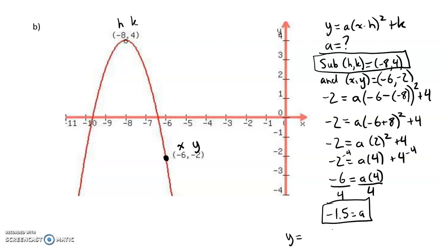It's y equals, in general, we have the y and the x variable still there. We don't put the numbers back in for that. I write the a value. I write the (x minus -8), so that means it's +8, all squared, plus 4. And that is the equation for that parabola.